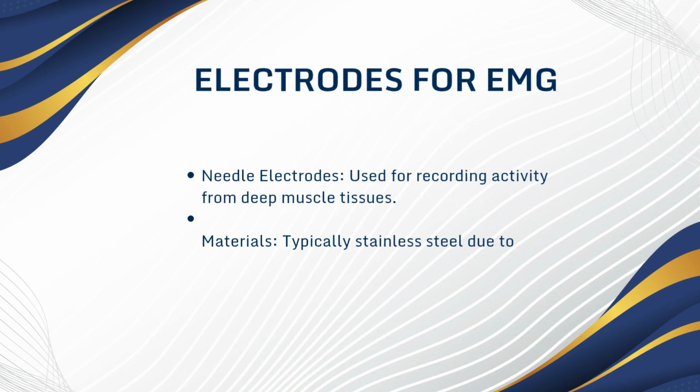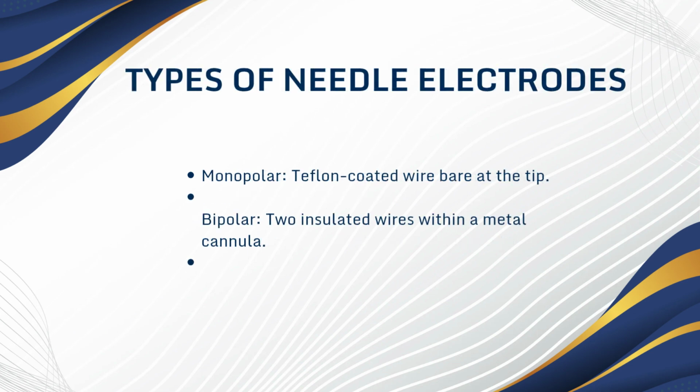When we need to look at specific muscles, like testing for nerve damage, we use needle electrodes. These are inserted directly into the muscle tissue to get a much sharper, localized signal than a surface pad could ever provide. There are three main types: monopolar needles, which are simple coated wires; bipolar needles, which have two wires inside; and concentric needles, where the recording wire is inside a hollow needle that acts as the ground. Each has a specific use in clinical neurology.